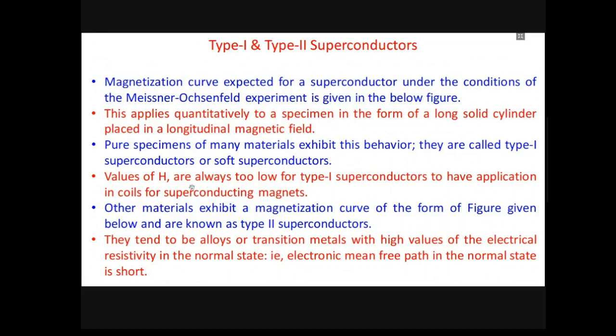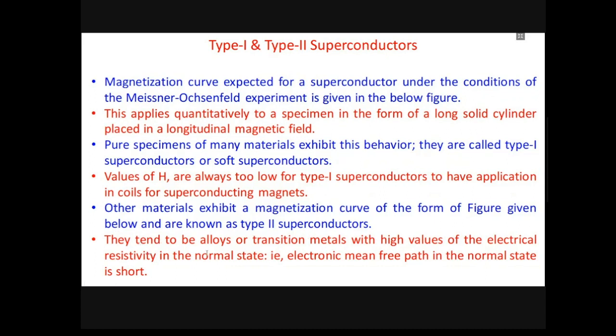The values of HC are always too low for type 1 superconductors to have applications in coils of superconducting materials. Usually, the field which can break the superconducting state, transforming it from superconducting to the normal state, is very low in this case. That means with a low applied magnetic field, type 1 superconductors will transform to the normal conducting material. Other materials exhibit a magnetization curve of the form given below.